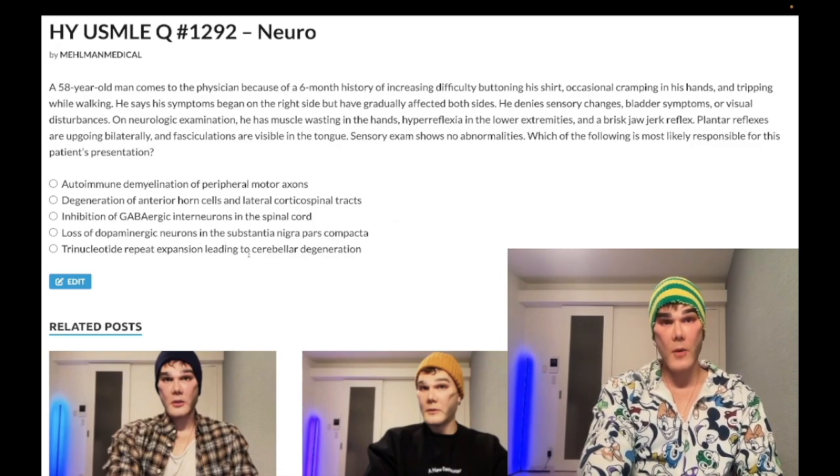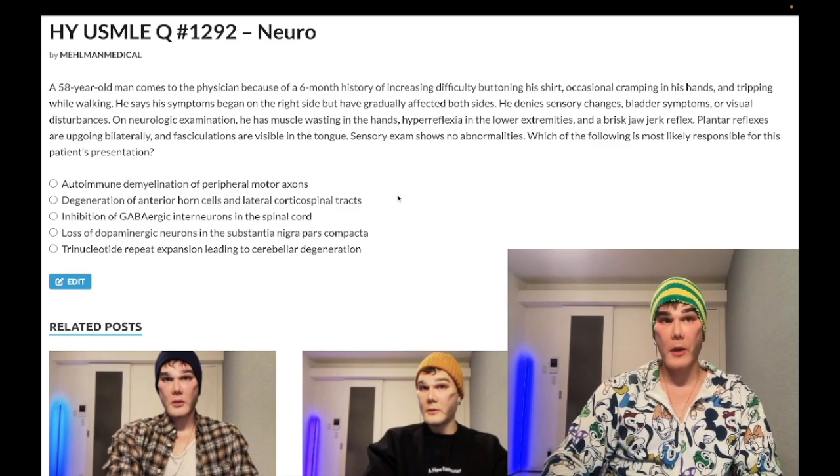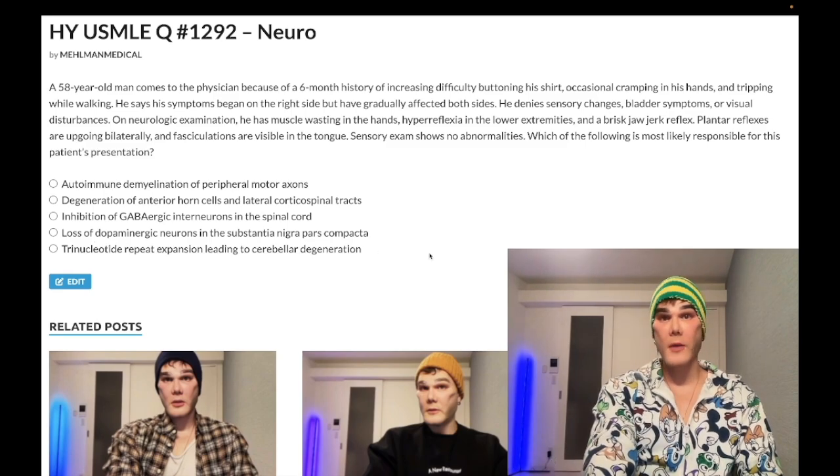Choice E, repeat expansion, cerebellar degeneration. Probably like, what's this referring to? Friedreich ataxia. So GAA, frataxin gene. And that's going to be not just ataxia, but it can be cardiomyopathy, MSK changes, pes cavus, high arch foot, scoliosis, increased proclivity for diabetes. Wrong answer.